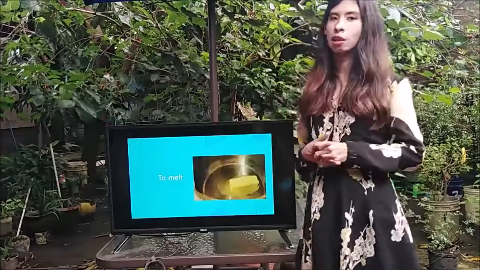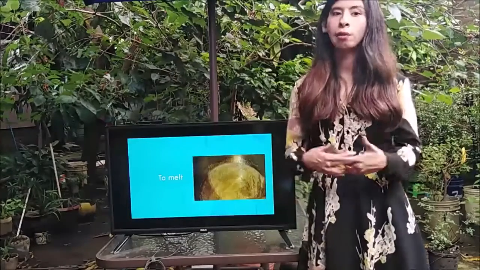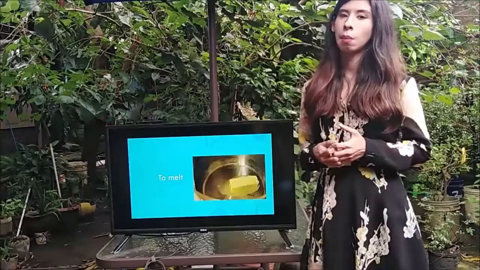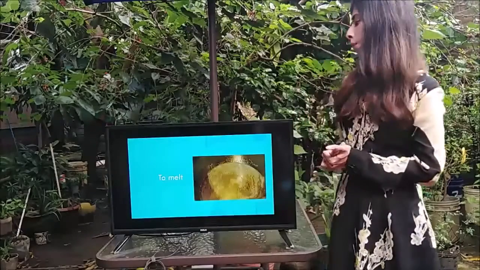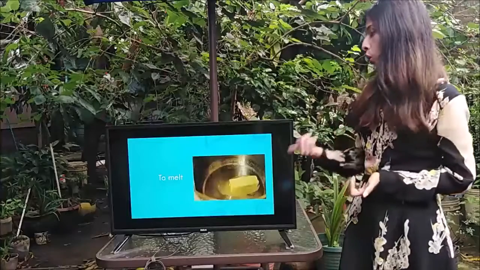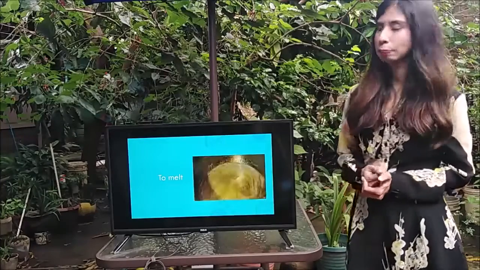Whenever we're trying to make some preparations, it is required for us to melt the butter first, and then we add it to the mixture. So this is to melt, right?